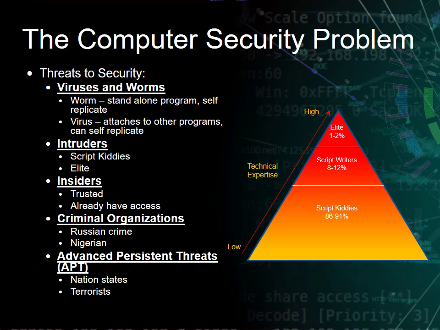Insiders, though, tend to be the biggest threats. And the reason for that is these are people who are already trusted. They've been vetted by the organization. They've been given access to their systems. So they already know where the important data is, or can at least start in the right direction.